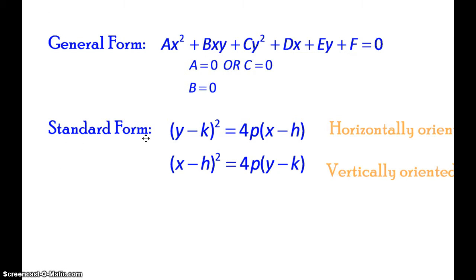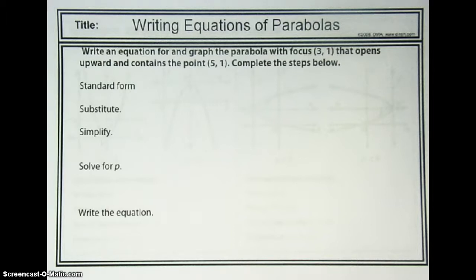You can see here again in standard form that we have one version of the equation for a horizontal parabola and one form of the standard equation for a vertical parabola. So let's take a look at an example. You will need the handout from Blendspace or the one that I gave you today in class. So make sure that you have that handy. If you need to pause the video to grab that, feel free to do so.